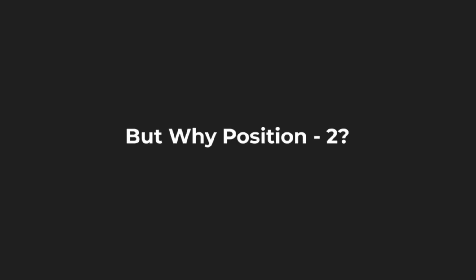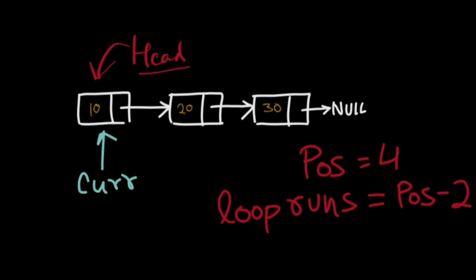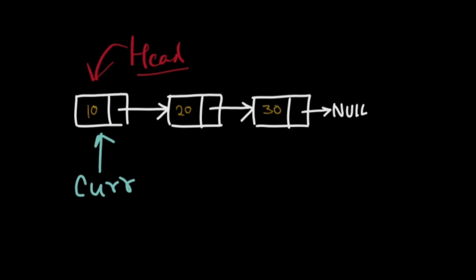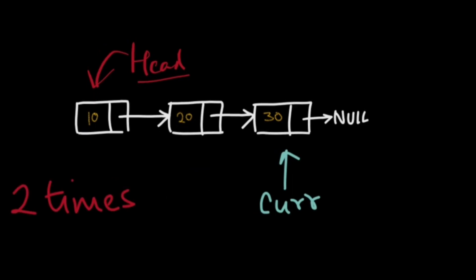At this point, you may be wondering why position minus 2. To understand this, let's take an example. Suppose we want to insert at position 4. For that, we need to reach the third node of the list. Therefore, starting from head, our loop will run 2 times.